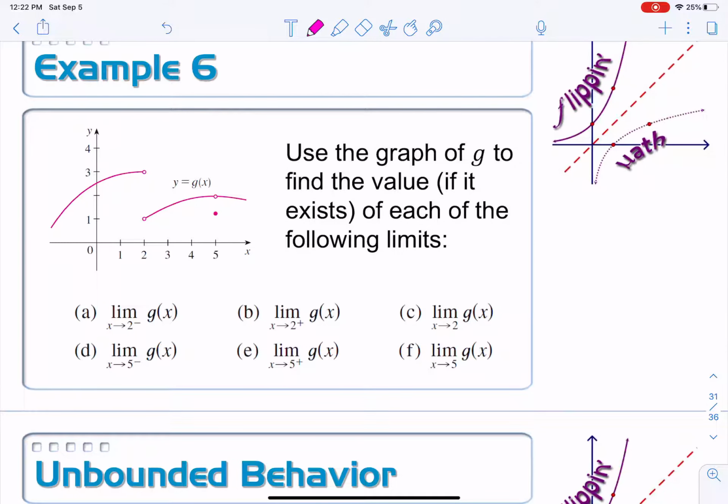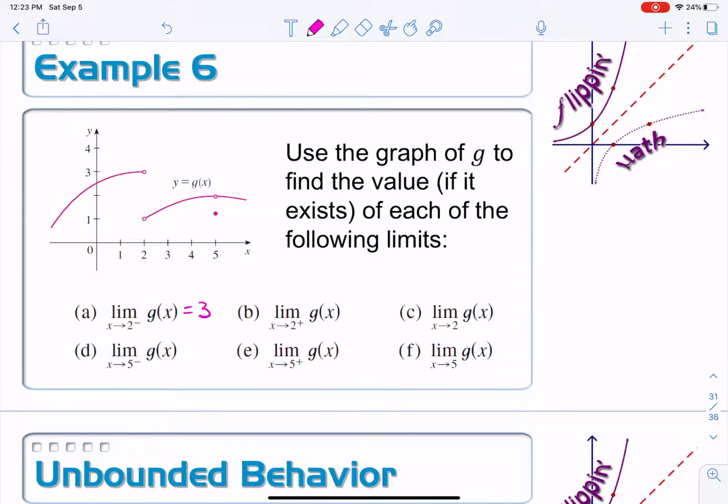Part A, the limit as x approaches 2 from the left of g of x. So let me locate 2 here and I only want to know the left side of this. It doesn't matter that there's an open circle here. The graph still seems to be approaching this function value of 3. So I'm going to say that this one's equal to 3.